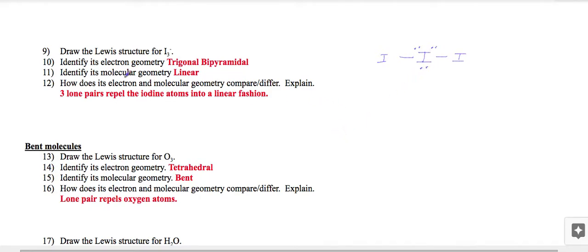And the electron geometry is going to be trigonal bipyramidal. We have 1, 2, 3, 4, 5 things attached to the central atom, which makes it trigonal bipyramidal. However, these 3 electron pairs are oriented around it in such a way that the 2 iodines are as far away from each other as they possibly can. So the 3 lone pairs repel it, so we end up with that.